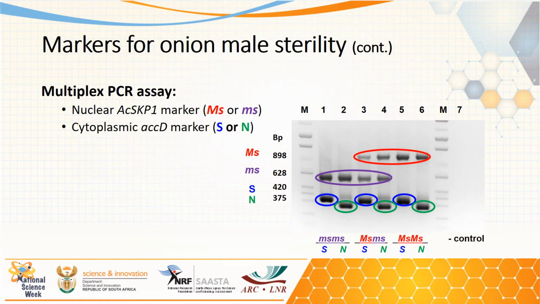But this is a special kind of PCR called a multiplex PCR assay, where we combine the different sets of primers in the same tube so that you can detect the nuclear and cytoplasmic genotypes at the same time. For the nuclear gene, we use the ACSKP1 marker, which gives the capital MS or small ms genotype. For the cytoplasm type, we use the ACCD marker, which tells us if the plant has sterile or normal cytoplasm. The result is, on a single gel, you can detect the genotype at both the nuclear and cytoplasmic male sterility genes.